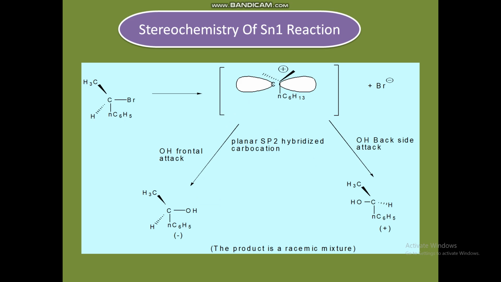So in the first step, the optically active negative 2-bromooctane ionizes to form the bromide ion and the planar 2-octyl carbocation.